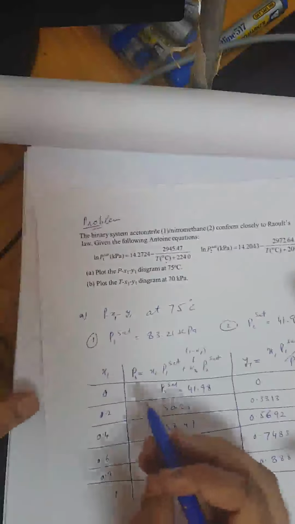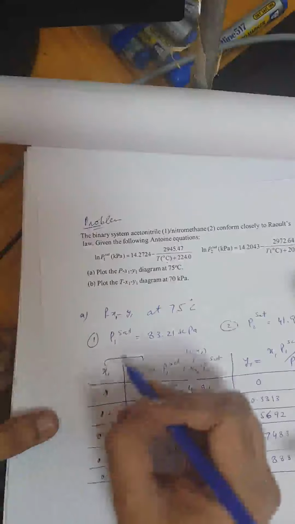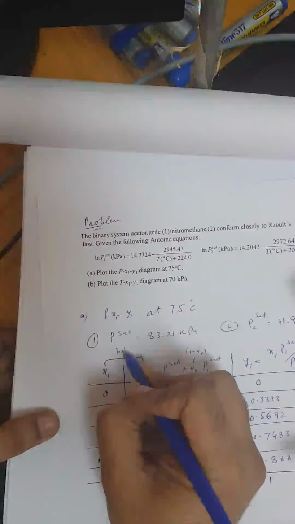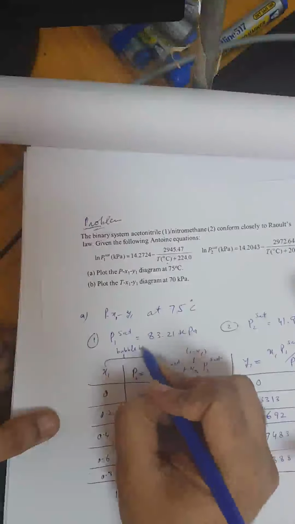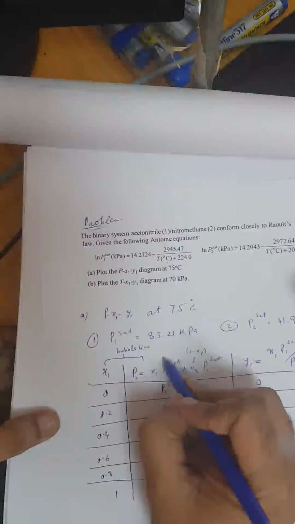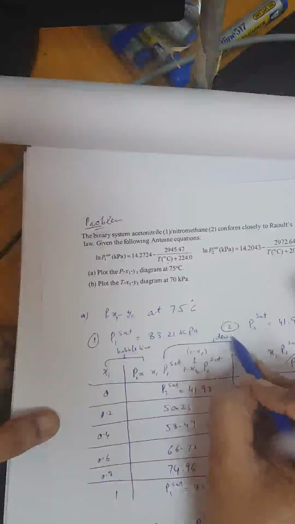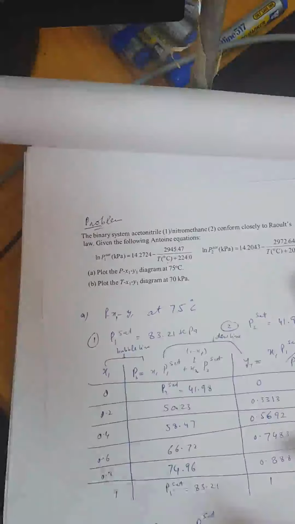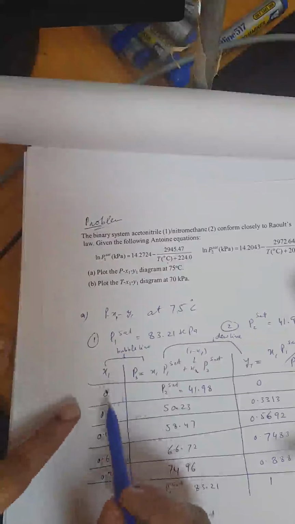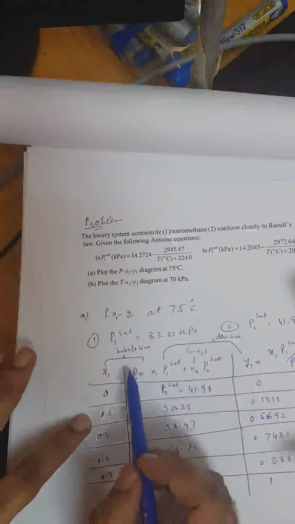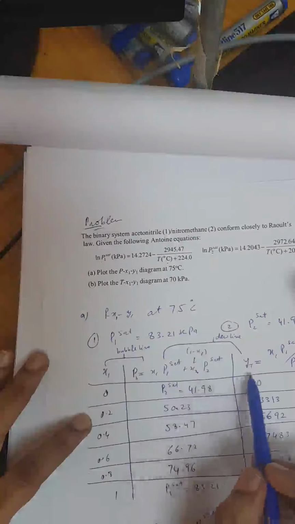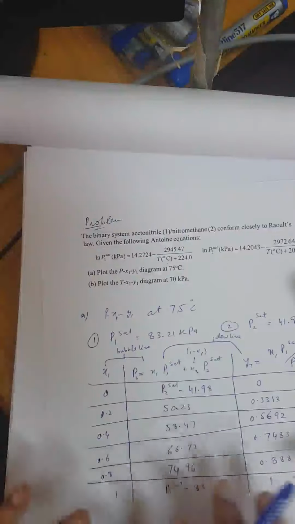So if you plot x1 versus P, this will give you the bubble line. And if you plot P versus y1, this will give you the dew line. No need to calculate using the other equation. So even with one equation, you can plot both. If you plot x1 versus P, you get the bubble line. If you plot y1 versus P, you get the dew line.